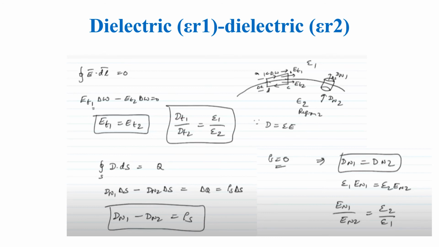But we can write epsilon as, we all know that epsilon divided by epsilon 0 is the relative permittivity epsilon r. So epsilon can be written as epsilon r times epsilon 0. So this can be written as epsilon r2 epsilon 0 divided by epsilon r1 epsilon 0. Epsilon 0 cancels. So En1 by En2 equal to epsilon r2 divided by epsilon r1.